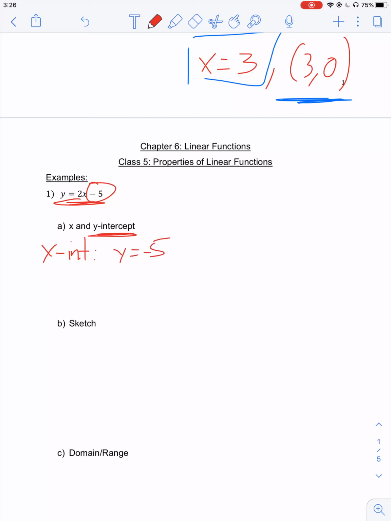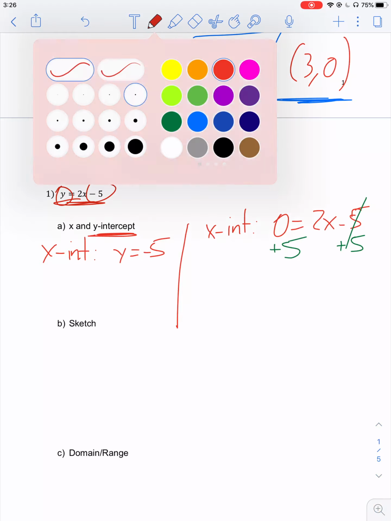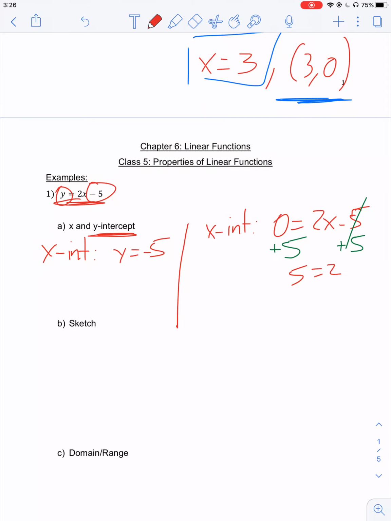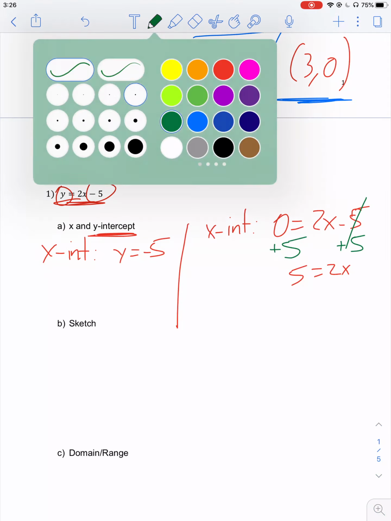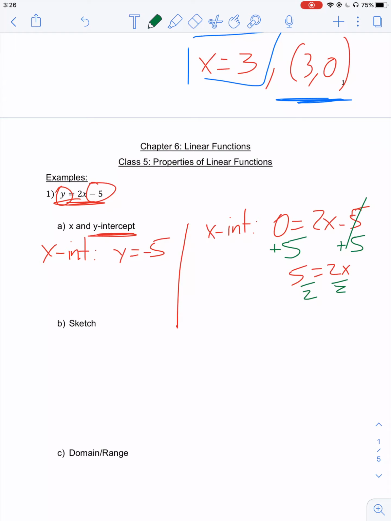And the x-intercept, so for the x-intercept, I'm going to do the calculation on the right over here. X-intercept means that I have to replace my y value by 0 and solve for x, okay? So if you do the algebra, I'm going to do this for you. This disappears, and then you're going to get 5 is equal to 2x, and then just divide by 2 on both sides. Divide by 2, so then x is equal to 2.5.